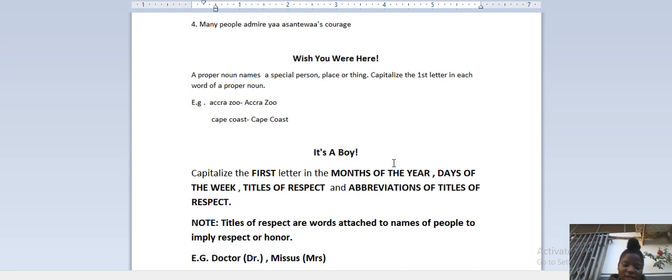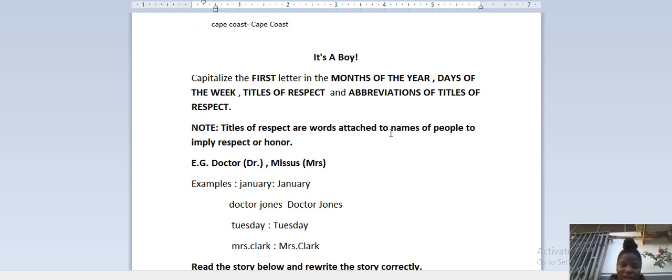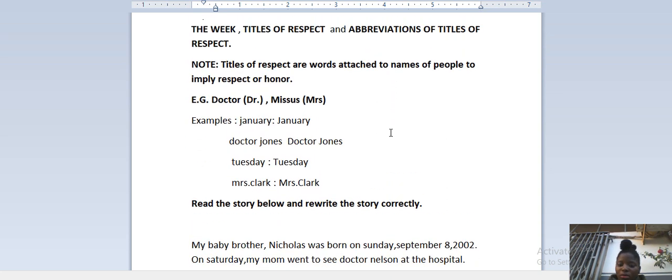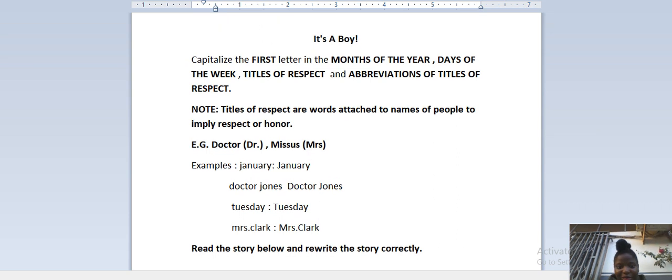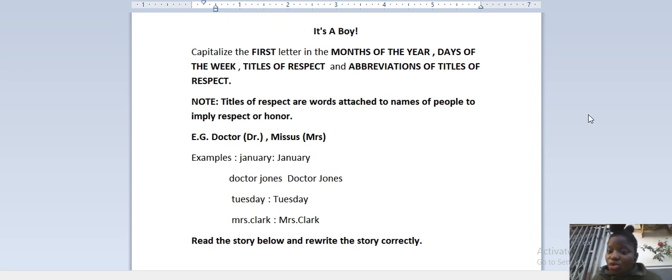The next section of capitalization we're going to look at is, okay, there we go. Oh my goodness, my mouse. I always have a problem with my mouse. Thank you. Next thing we're going to look at is this section over here. I have these little names for them. Capitalize the first letter in the months of the year, days of the week, titles of respect, and abbreviations of titles of respect. Don't get confused yet. It's very easy.